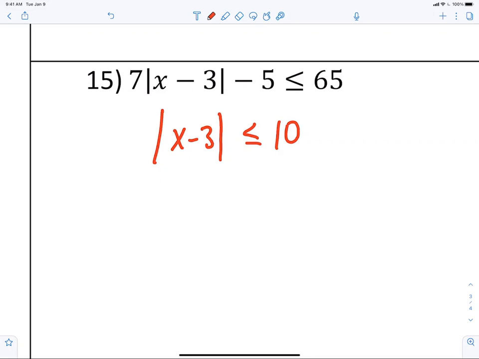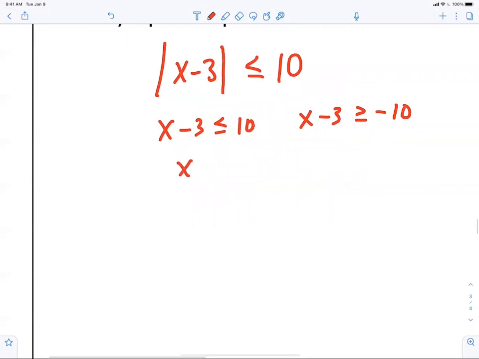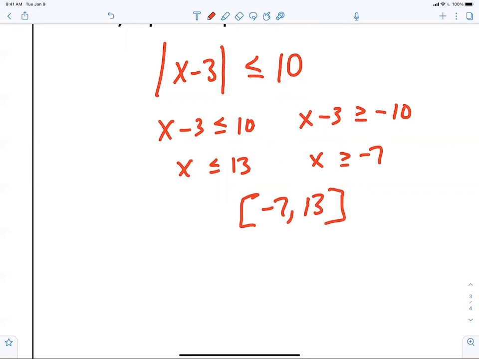So now we're going to rewrite this, Eddie, as what? X minus 3 is less than or equal to 10. And then X minus 3 is greater than or equal to negative 10. Good. So now I have X is less than or equal to 13, and then X is greater than or equal to negative 10. Good. So and or, very nice, buddy. Look, I'm just telling you, it makes sense, right?